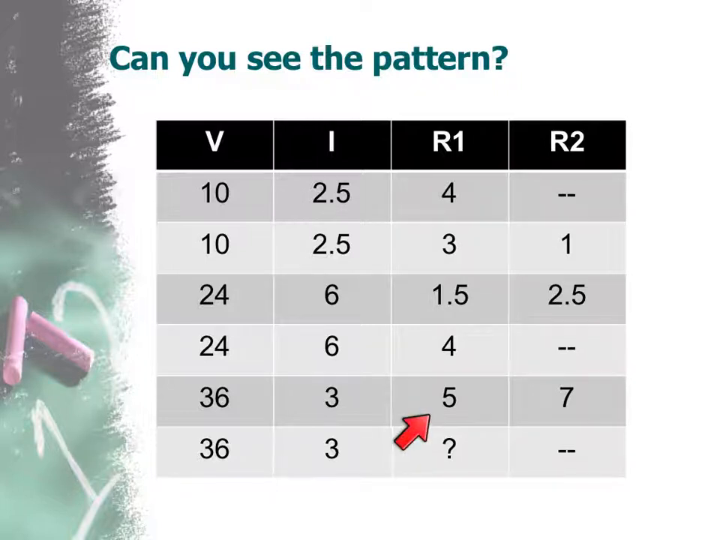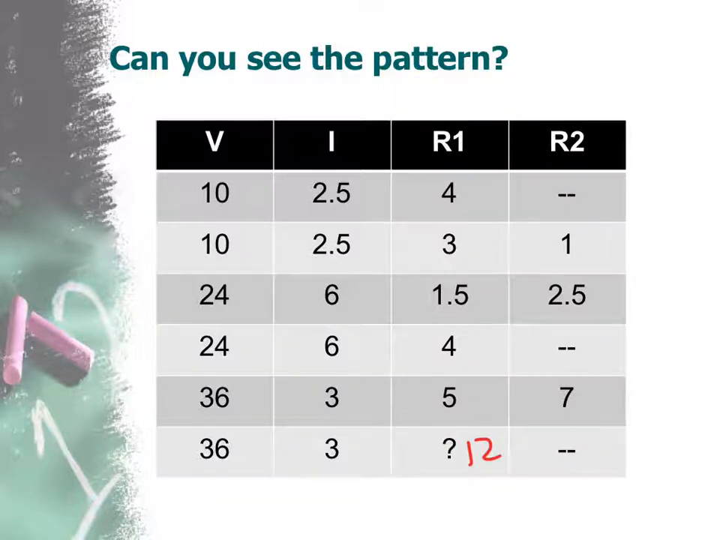If we have a circuit whose voltage is 36 volts, and if we have 3 amps of current, excuse me. If we have two resistors, one is 5 ohms, the other 7 ohms, what do you think the resistance will be for this single resistor? Well, hopefully you figured that out quite quickly, and that the resistance of this resistor is going to be 12, which is equal to 5 plus 7.